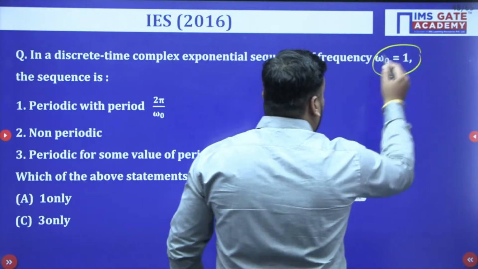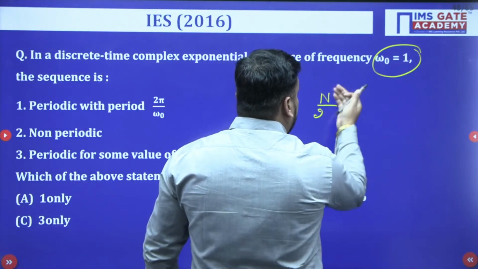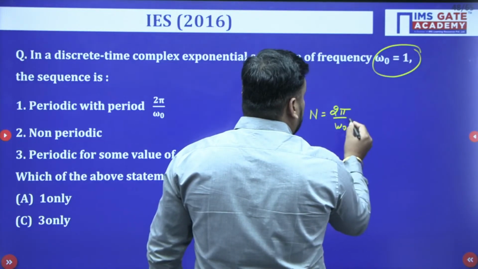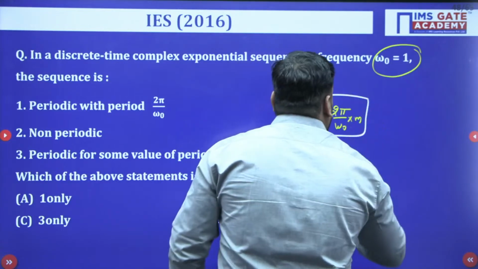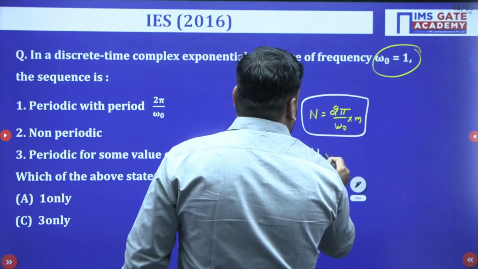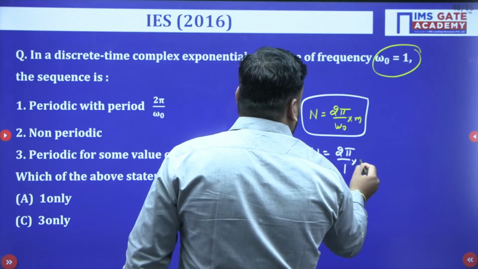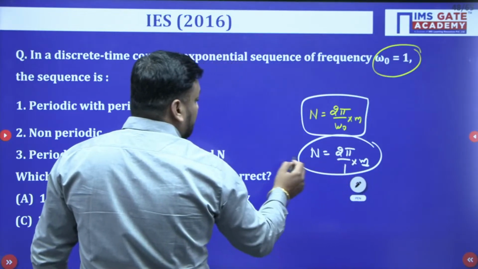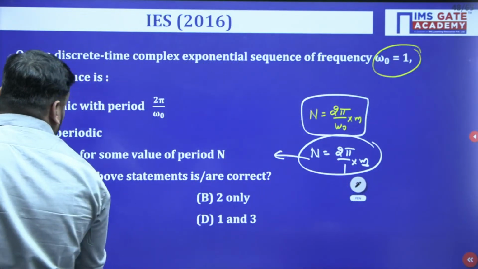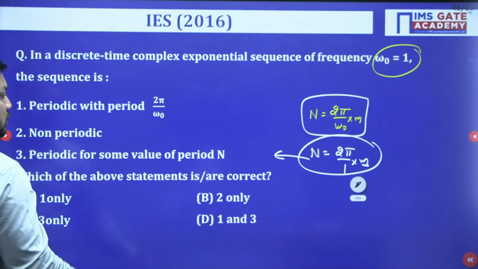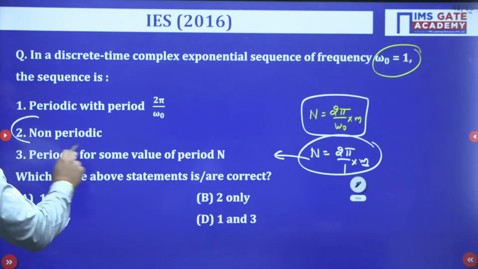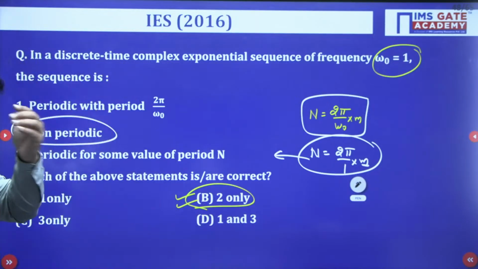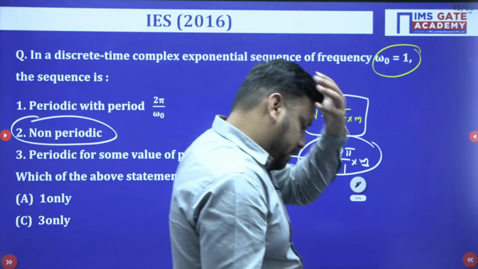Because omega 0 is 1, the fundamental time period capital N is 2 pi upon omega 0 into small m, which is 2 pi upon 1 into small m. Now m can be an integer, but N cannot remove this pi. So capital N is irrational, or a fraction value, so it is non-periodic. It means only two statements are correct, so option B is the only correct one.